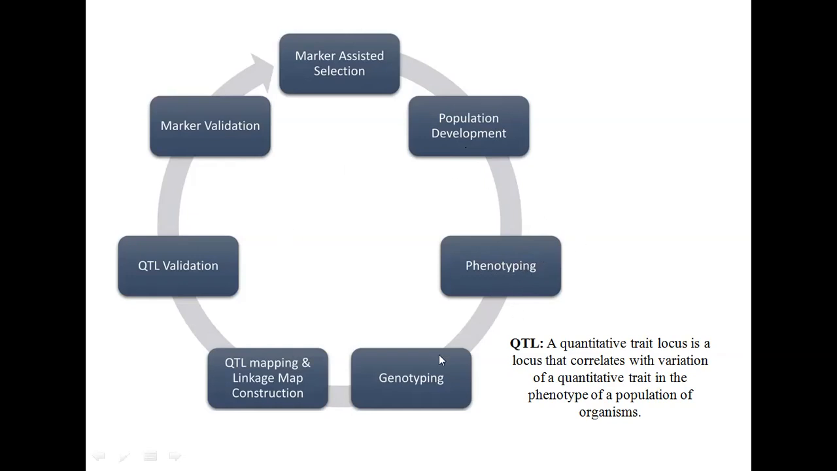Okay. Then the next step is genotyping. Once phenotyping is done, phenotyping means you have already chosen the high yielding variety. Then you bring it into the lab and extract the genome or DNA and then use different molecular markers like RAPD, ISSR, SSR for genotyping. Here is the genotyping. Okay, gene.